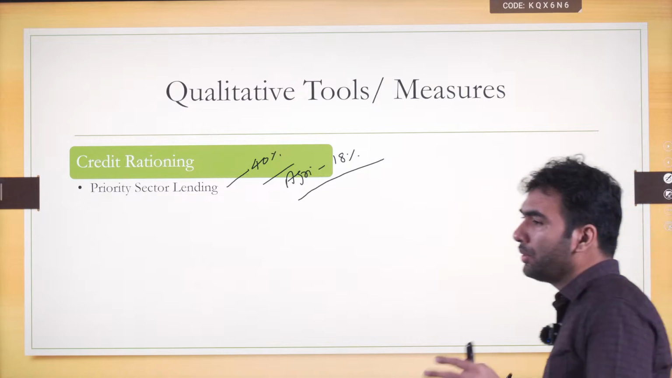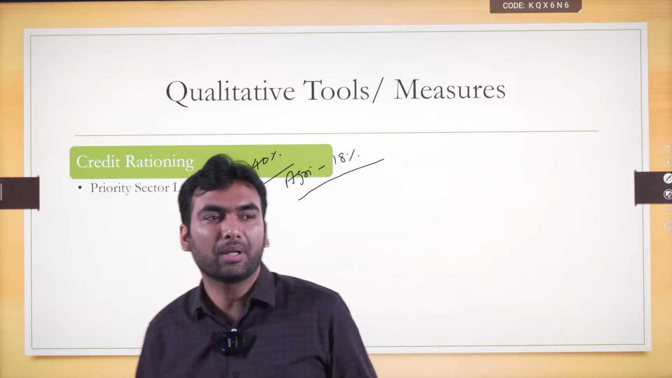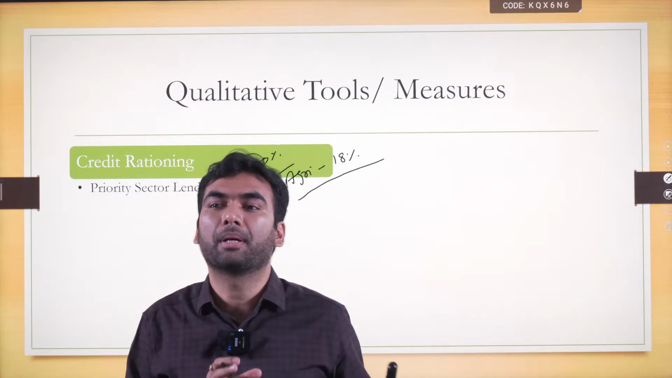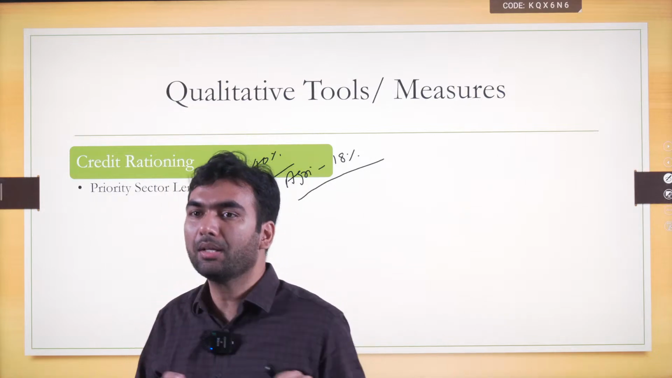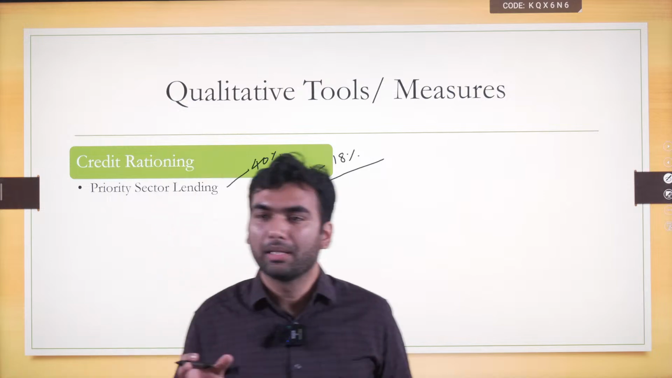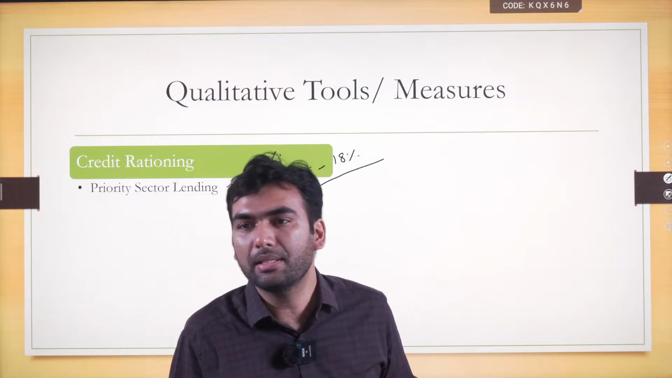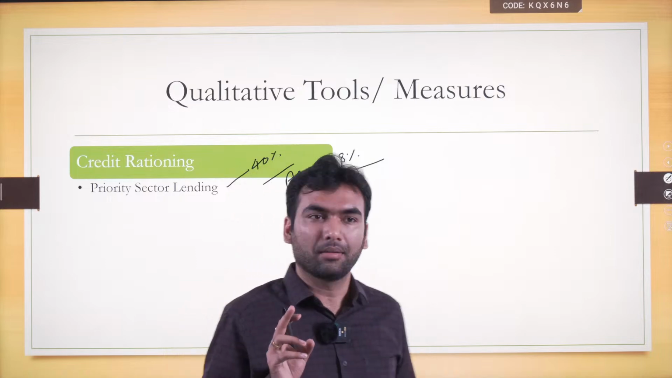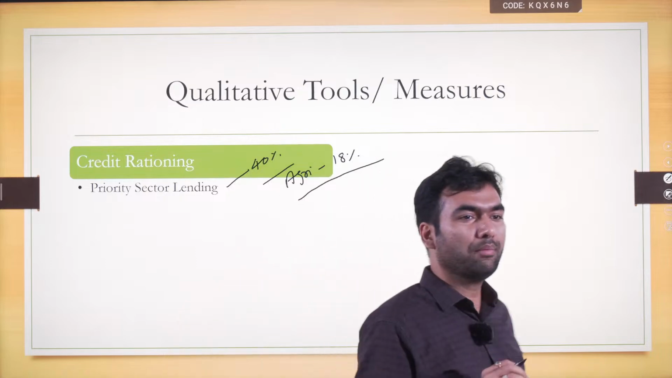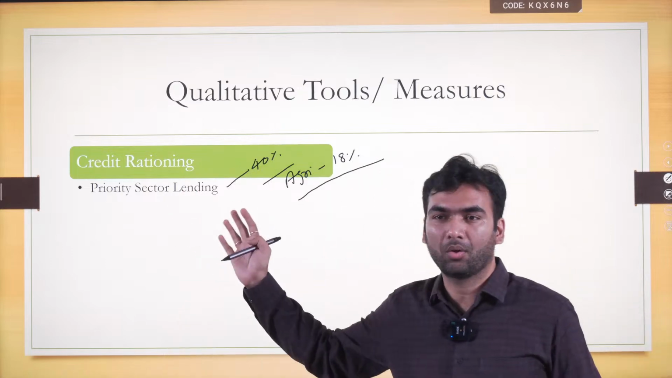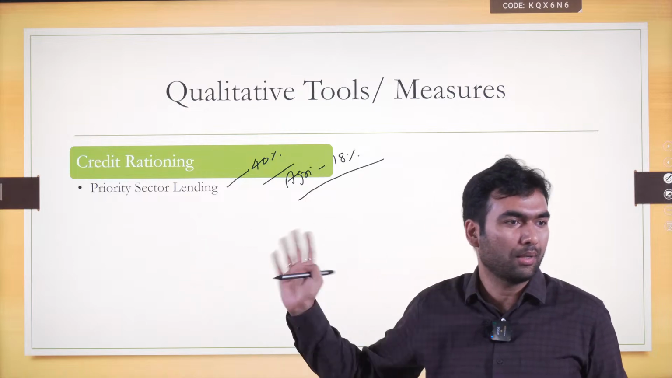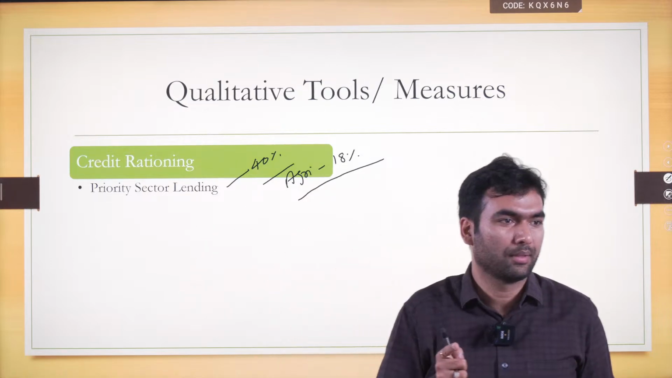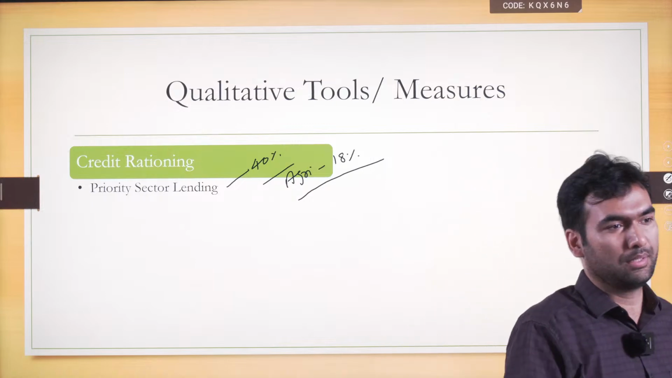So earlier tools were called quantitative tools because they were controlling the quantity of money supply in the economy. These are called qualitative tools because they are not changing the money supply, they are changing the quality of money supply, the quality of credit. Like how much loan you have to give, RBI is not saying anything, or what is the rate of interest, RBI is not impacting that. What RBI is saying is whom to give loan. You should give loan to farmers.